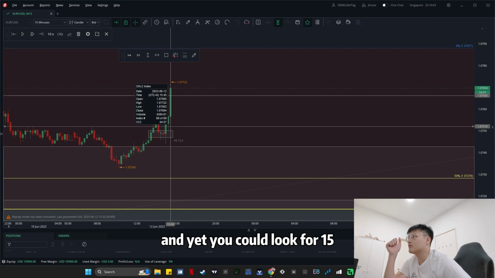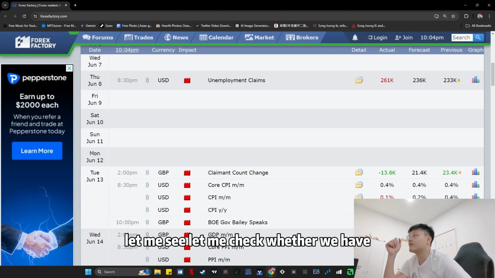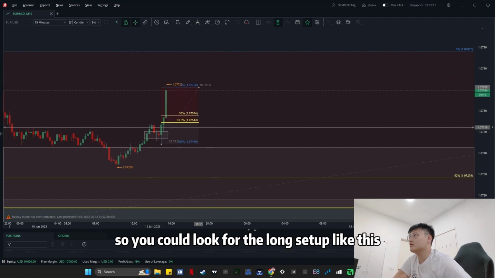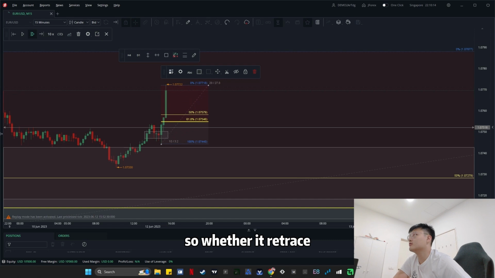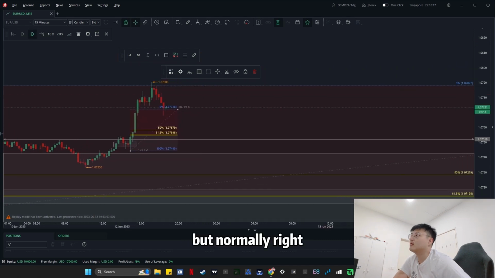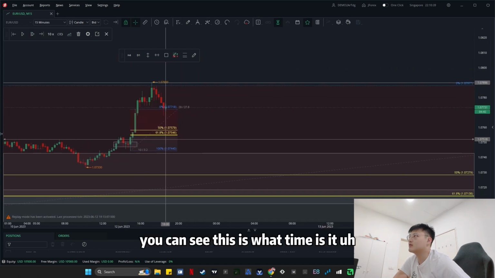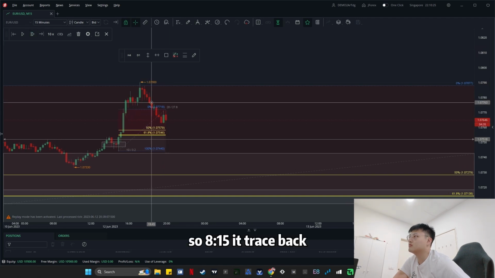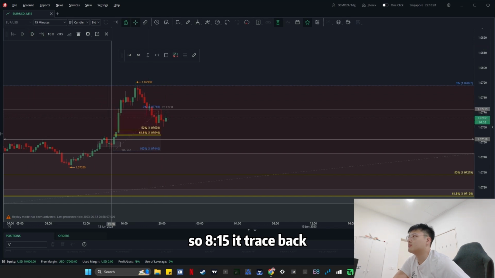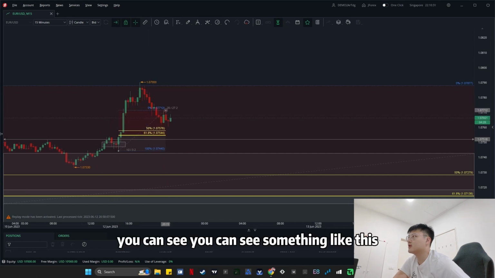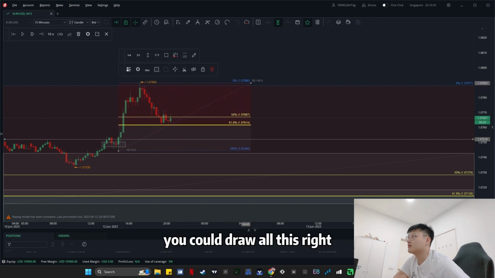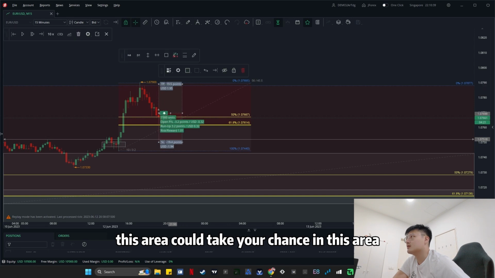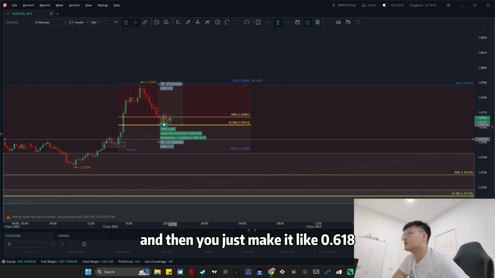And yeah, you could look at the 15 minute. Let me check whether we have any news. So you could look for the long setup like this, whether it retraces. Normally, you can see this is, what time is it, 8:15 we trace back. You could draw all this, and then you could take your chance in this area, and then you just make it like 0.618.